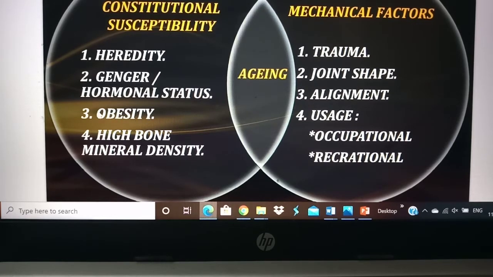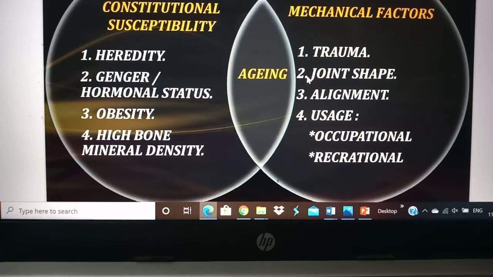The person is having excessive weight, so the weight is going through the hip and knee joints, and they are put at excessive wear and tear. Then high bone mineral density. When the bone has high mineral density, that can also lead to osteoarthritis. Then mechanical factors, that is because of activity. So trauma, that is people who had accidents, who have fallen on their knees or hips, who have twisted their knees or hips.